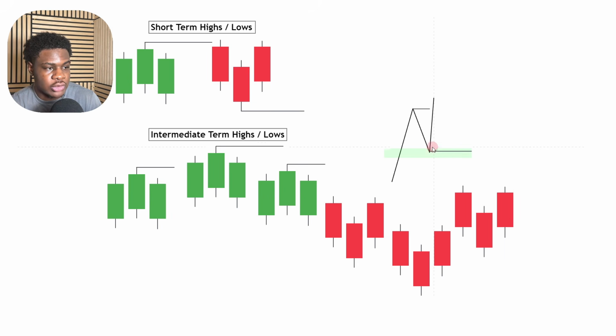Rarely is the market going to tap into this fair value gap, push higher, and then break through it and continue going lower. Usually, a lot of the time, once price taps into this fair value gap and sees a push to the upside, we now have an intermediate term low. So once the market pulls back, it will find support to continue going higher.